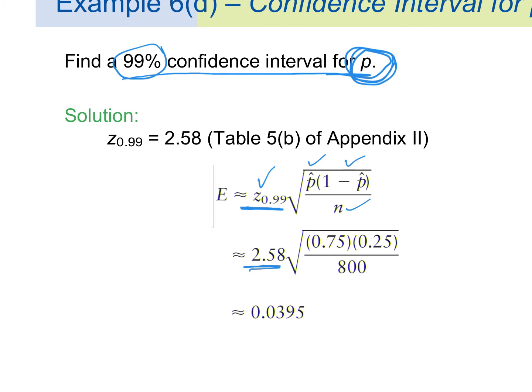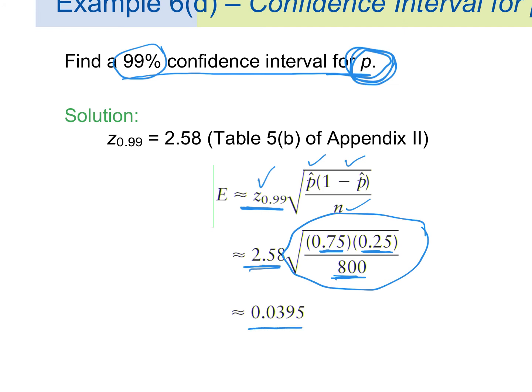We found our P hat to be 0.75, our Q hat to be 0.25, and N is 800. Now, when you plug this into your calculator, I would do this piece first. I would type in my square root, my numerator of 0.75 times 0.25 divided by 800 and hit enter. And while that answer's in my calculator, hit times 2.58, sorry.